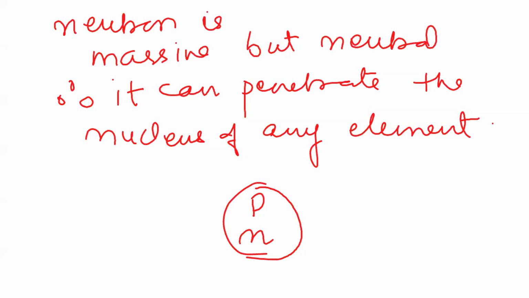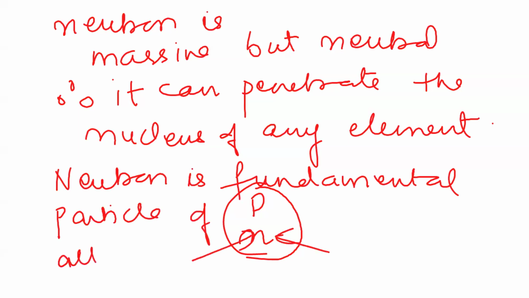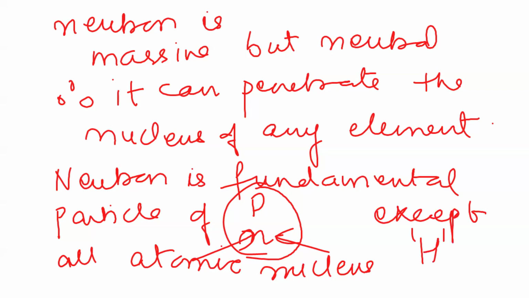And another most important exceptional question is, you can write down, that neutron is a fundamental particle of all atomic nucleus. In all the atomic nucleus, you will see the presence of neutron, except hydrogen. Hydrogen does not have a neutron in its nucleus. Okay. So with this, we have totally finished up the fundamental particles, the in-depth analysis, along with the neat questions and assertion reason questions.